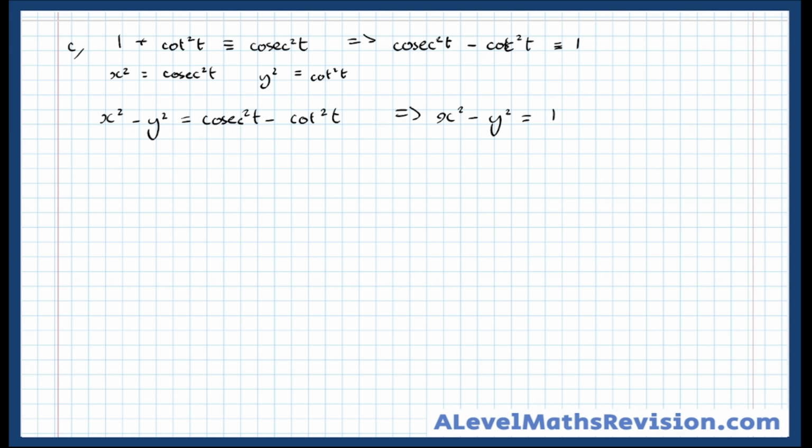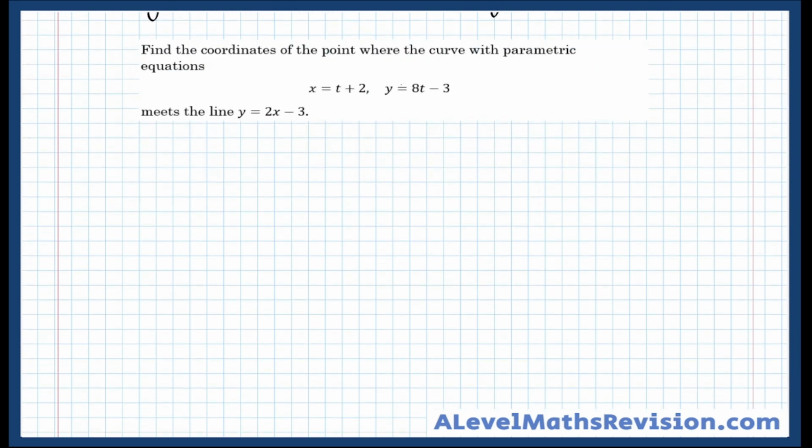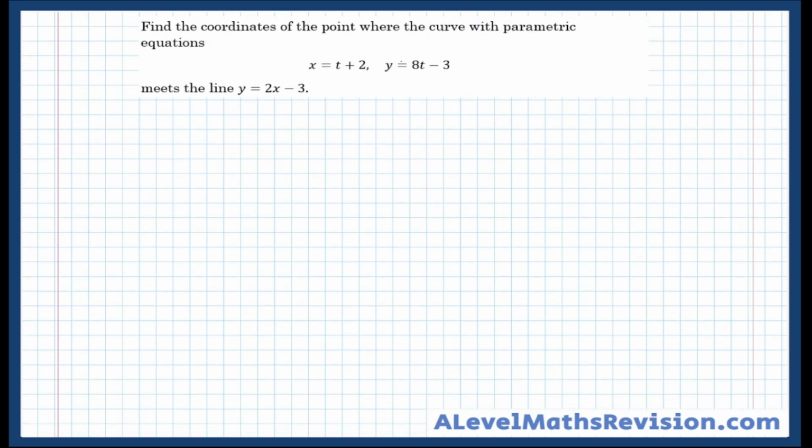We're now going to have a look at solving parametric equations simultaneously with Cartesian curves. So let's have a look at an example that requires that. And there it is there. Find the coordinates of the point where the curve with parametric equations x equals t plus 2 and y equals 8t minus 3 meets the line y equals 2x minus 3. So what we can do, we can just simply sub this in directly to obtain a solvable expression in terms of t, which will allow us to find the coordinates.